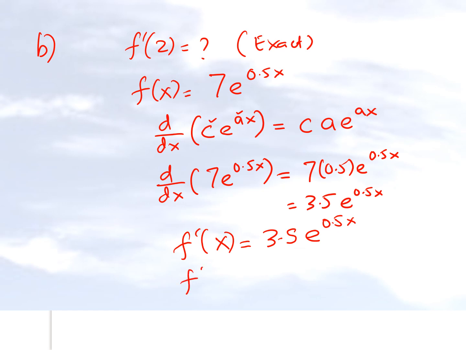Hence we get f prime of 2 equal to 3.5 e to the power 0.5 times 2, and that value turns out to be 9.5140. So that's the exact value up to 5 significant digits, and in the earlier part we found out what the approximate value is.